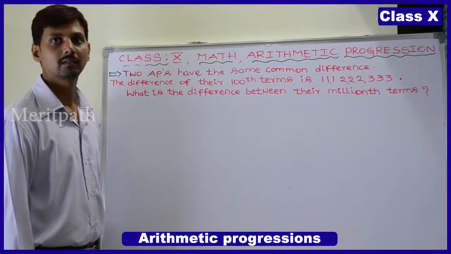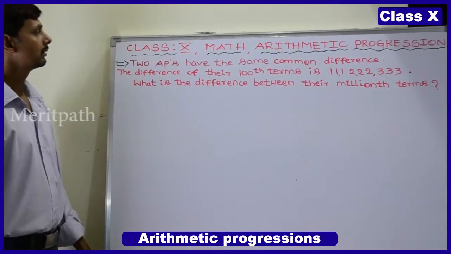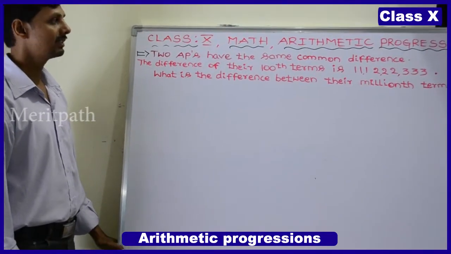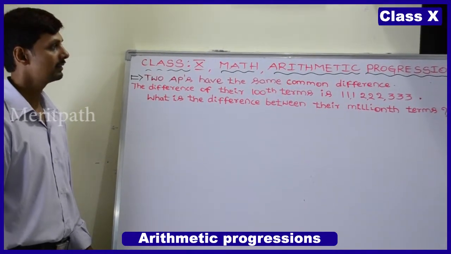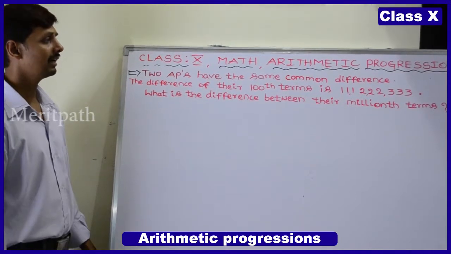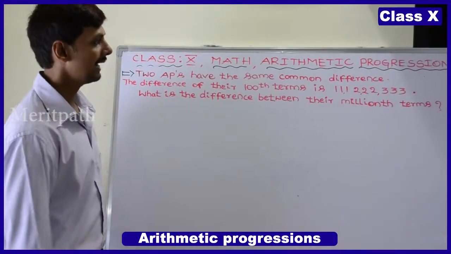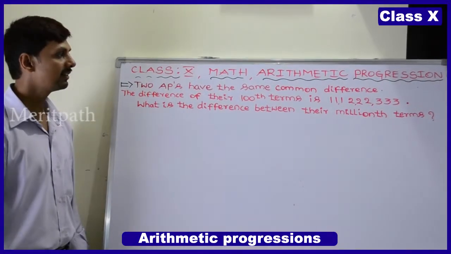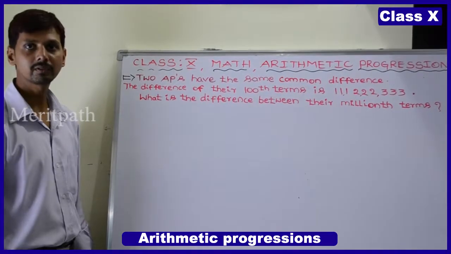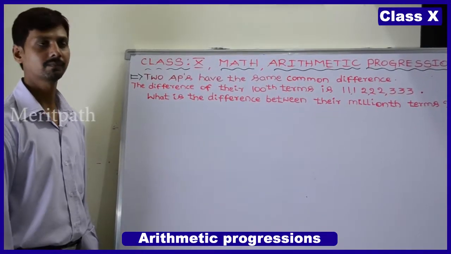Mathematics, arithmetic progression. Here we have the problem. Two APs have the same common difference. The difference between their 100th terms is 11 crore 12 lakh 22,333. What is the difference between their millionth terms? We need to find out the difference between their millionth terms.